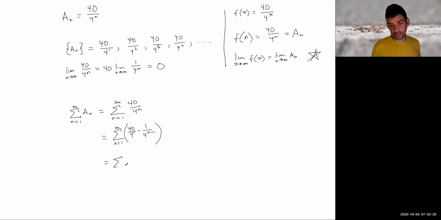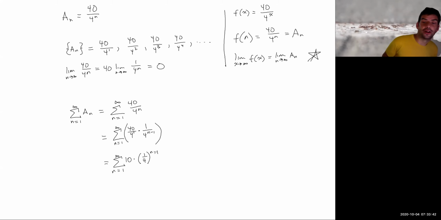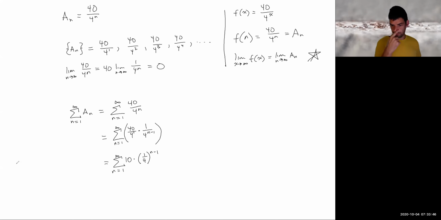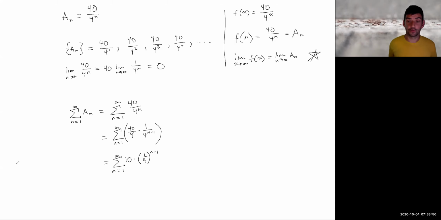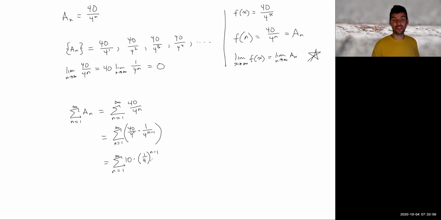And we'll see in this step why I did it. 40 over 4 is just going to be 10. And then I'm going to use properties of exponents to rewrite this way: 10 times (1/4) to the n minus 1, right? I did this because, remember what we talked about last time, they started their indexing at 1, and so this is the form of the geometric series, right?